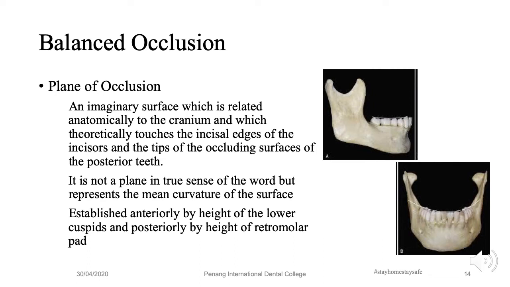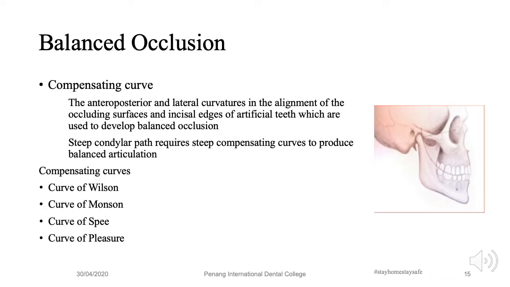Next is compensating curves. When we speak about compensating curves, there are certain compensating curves which we would have to remember, and why do we have to replicate this in your complete denture to produce a balanced occlusion. So compensating curves are anterior, posterior and lateral curvatures in the alignment of the occluding surfaces and incisal edges of the artificial teeth, which are used to develop balanced occlusion. So a steep condylar path requires steep compensating curves.